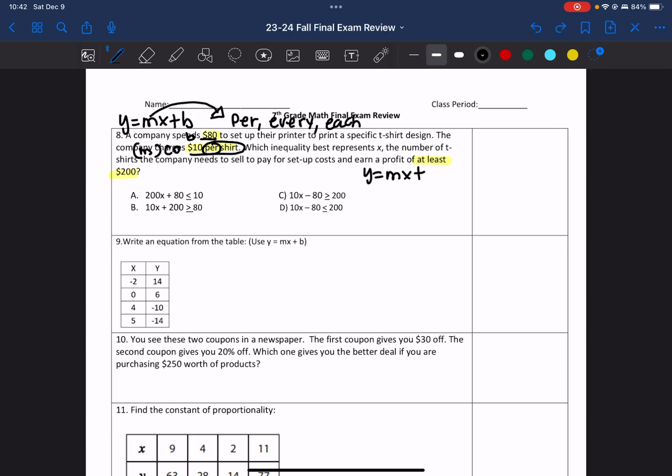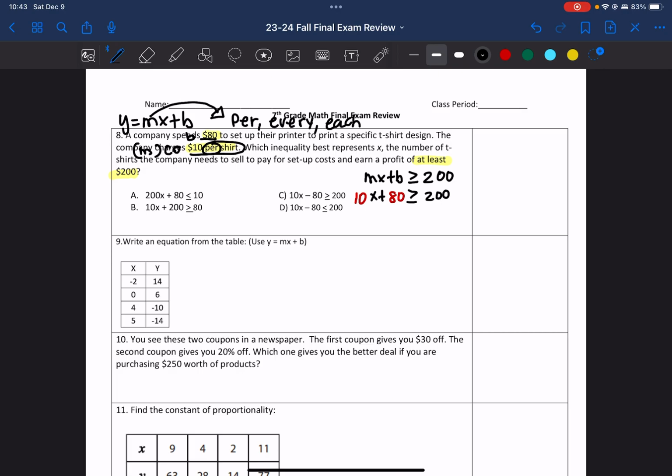Not y equals mx plus b. We are doing inequalities, right? So this has to be greater than or equal to. Let's write it this way. mx plus b has to be greater than or equal to 200. Okay, so now I just have to fill in m and b. I know that b is 80, so that is going to go here. And I also know that per shirt is $10, so 10 is my m.